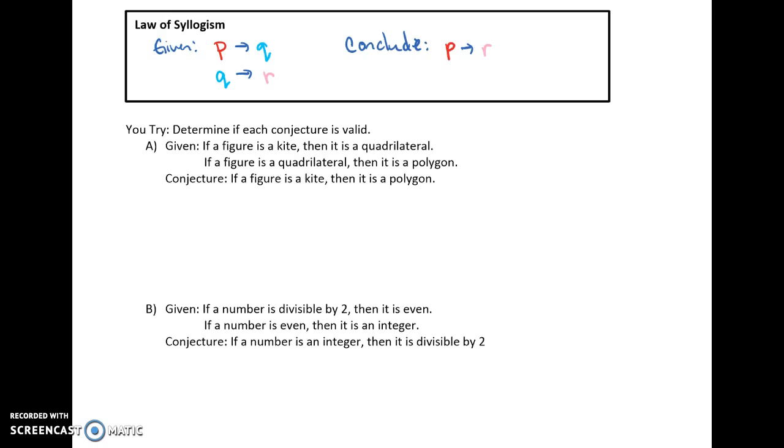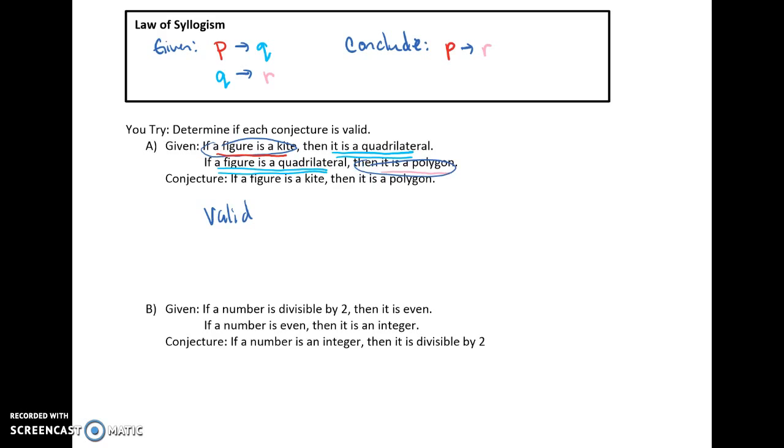All right, so which one of these were valid? Were they both valid? Were they both invalid? What did you figure out? Well, A should be a valid conclusion, and why? Because it follows the law of syllogism. We've got P, Q, Q, and then R. So it follows that lovely pattern, right? So the quadrilateral pieces repeat, so we can cut those out and then combine the remains to make a brand new statement, right? So I can combine, if a figure is a kite, then it is a polygon.